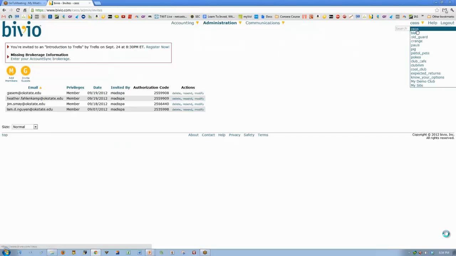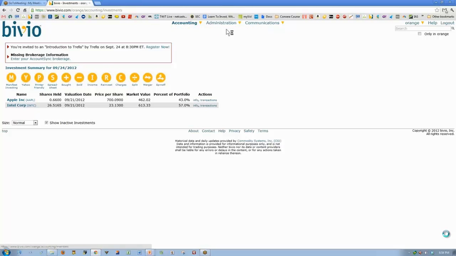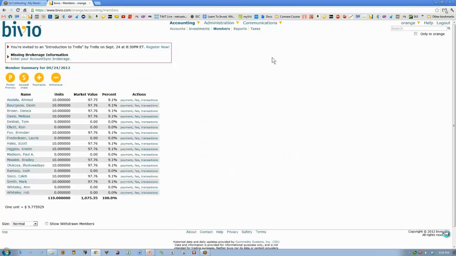So if we go to Orange, you can now go here and look at accounting and see what your investments are. You can see who your members are. Some of the old guard are showing up in the clubs, and these are going to get corrected; we're going to pull those out. But there will be 3 resources in each of the individual clubs. Tom, my nephew, Lori, and I will be in all 3.